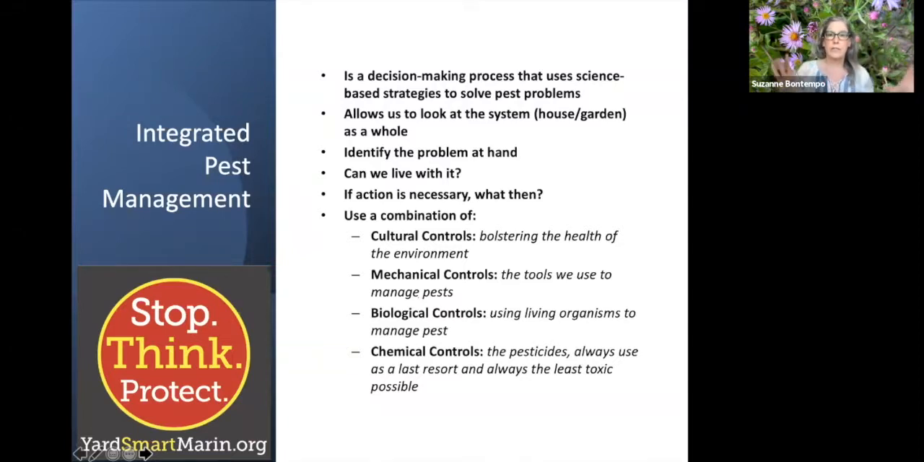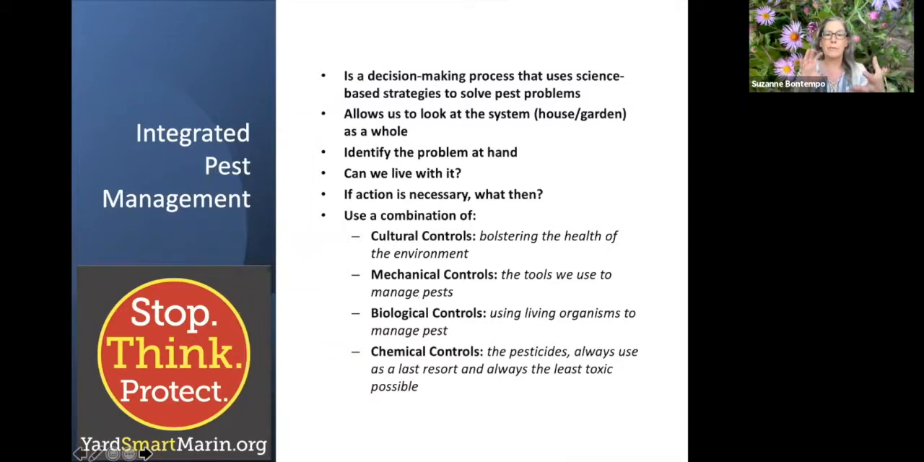It allows us to look at the system as a whole. In this case, it's going to be our garden. And then we're going to try to identify what the problem is. And oftentimes, what we see as the problem is actually symptoms of another problem. And that's kind of key because we want to always really focus on what that problem is so that we can resolve those symptoms. And then we want to identify, is it something that we can live with? And if we need to take action, then what?